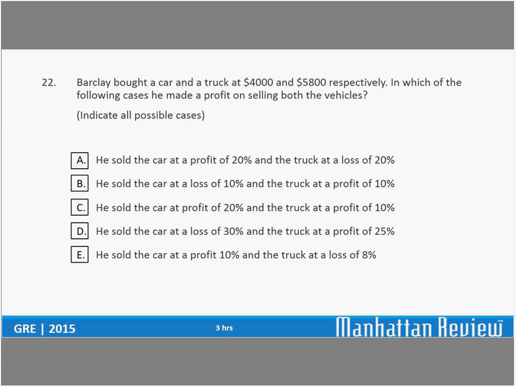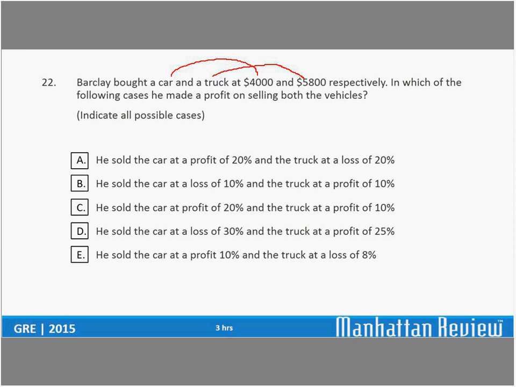Now, he buys a car and a truck at $4,000 and $5,800 respectively. In each of the following cases he made a profit on selling both the vehicles. This is asking in which of the following cases he made a profit. You have to identify.